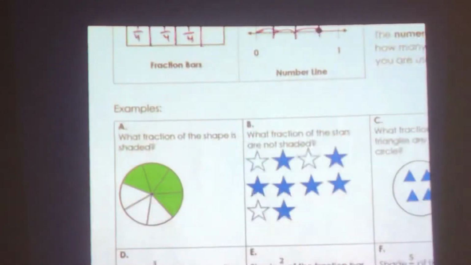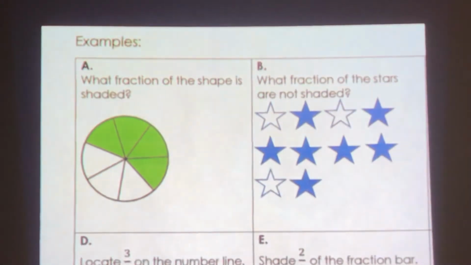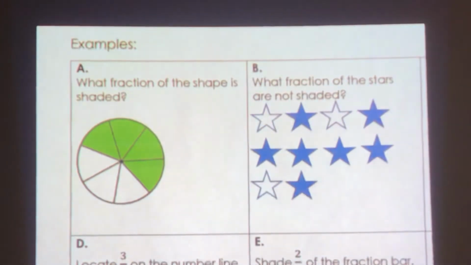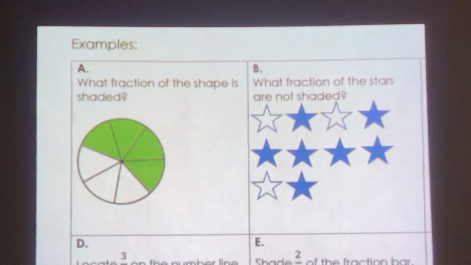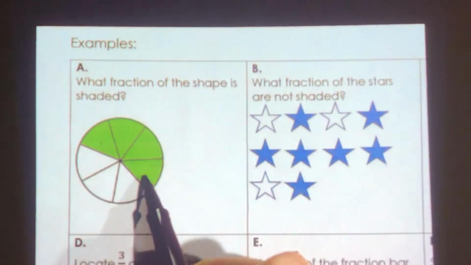Example A says, what fraction of the shape is shaded? Maybe right now, if you have a whiteboard, or a sheet protector with a blank piece of paper in it, or even just some lined paper, you can jot down what your guess is as we go through these. That would be helpful to think about it beforehand. And you can always pause if I'm going too fast. So for letter A, what fraction of the shape is shaded? Well, let's see here. There are 1, 2, 3, 4 pieces shaded.